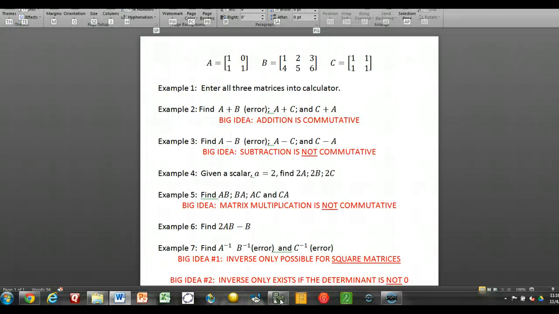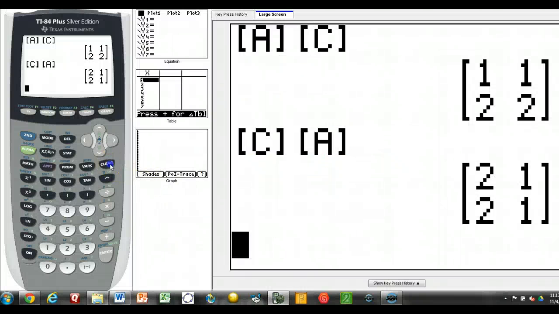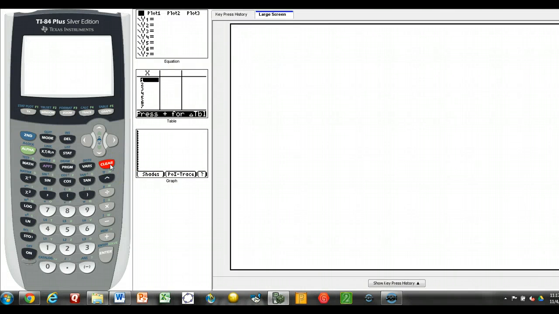So now we're on example 6, and we would like to find 2 times the product of matrix A times matrix B, and then subtract off matrix B. So we're kind of putting all of these ideas that we've talked about previously together. So let's do that. So we want 2AB minus B. Let's clear out what we've got. So all we're going to do, it's very easy, just type it in exactly the way it looks.